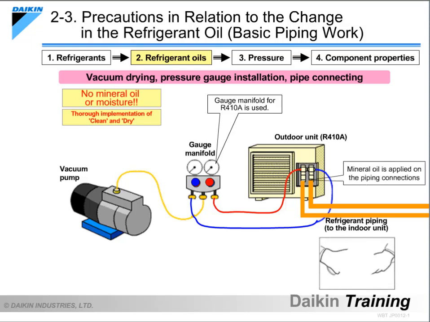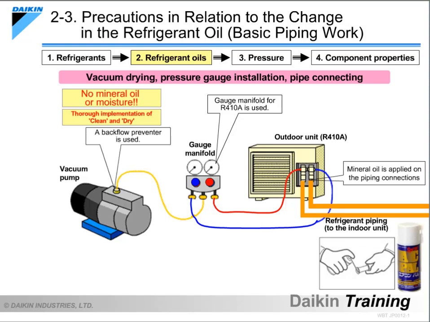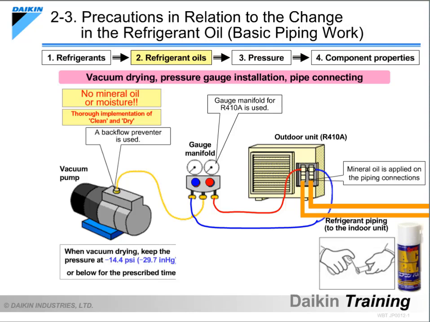Use synthetic oil when applying oil to the flare piping connections for both the indoor and outdoor units. Since the vacuum pump uses mineral oil, use a pump that has a backflow preventer in order to prevent the backflow of mineral oil into the air conditioner. Regarding dry, complete evacuation is necessary to purge the air and moisture remaining in the connection pipes between the indoor and outdoor units from the refrigerant circuit.